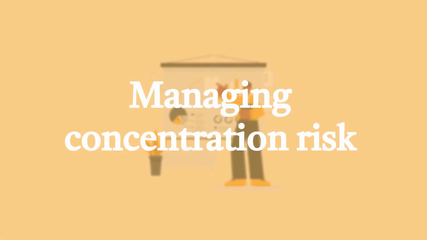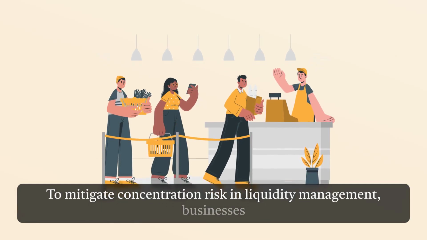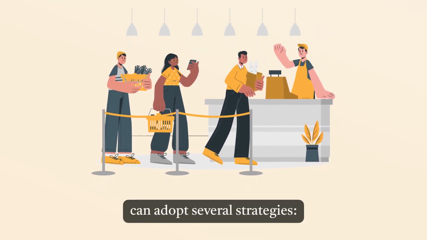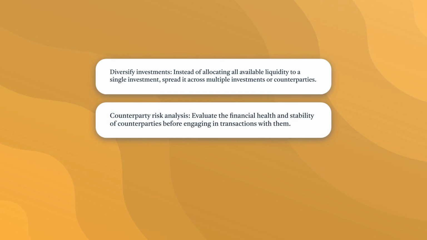Managing concentration risk. To mitigate concentration risk in liquidity management, businesses can adopt several strategies. Diversify investments. Instead of allocating all available liquidity to a single investment, spread it across multiple investments or counterparties. Counterparty risk analysis. Evaluate the financial health and stability of counterparties before engaging in transactions with them.